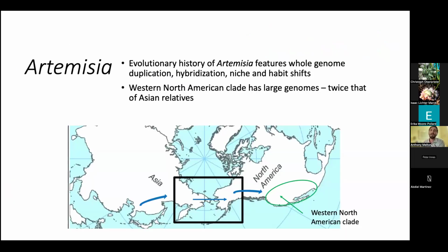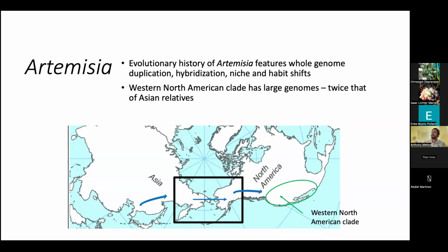Okay. So all of my research while I was at Boise State was focused on Artemisia tridentata, a member of the genus Artemisia. This is a genus that I think has a really interesting evolutionary history. Like so many clades within the Asteraceae, it has a really complex evolutionary history. There's whole genome duplication, hybridization, as well as niche and habitat shifts.